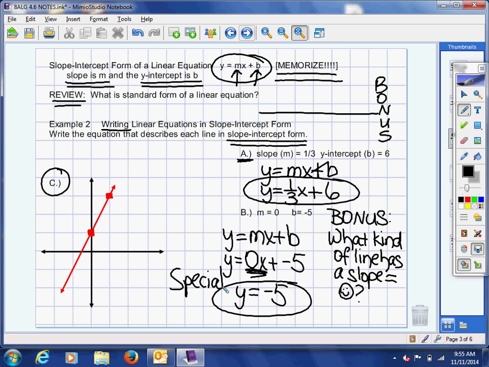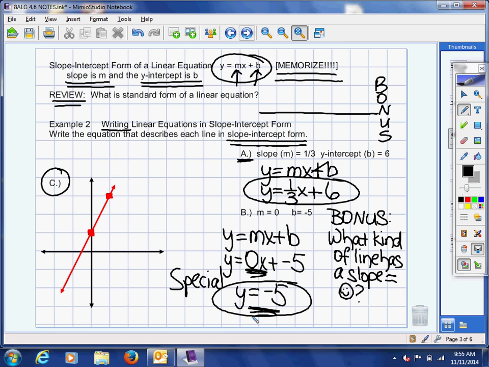Okay, so we've accomplished what we need to accomplish. We wrote the equation of the line, and because we have a slope of 0, that slope zeroed out and left us with just the y-intercept. And so that's actually a special line, and I'll show you that a little bit later. Okay, let's move on to C.